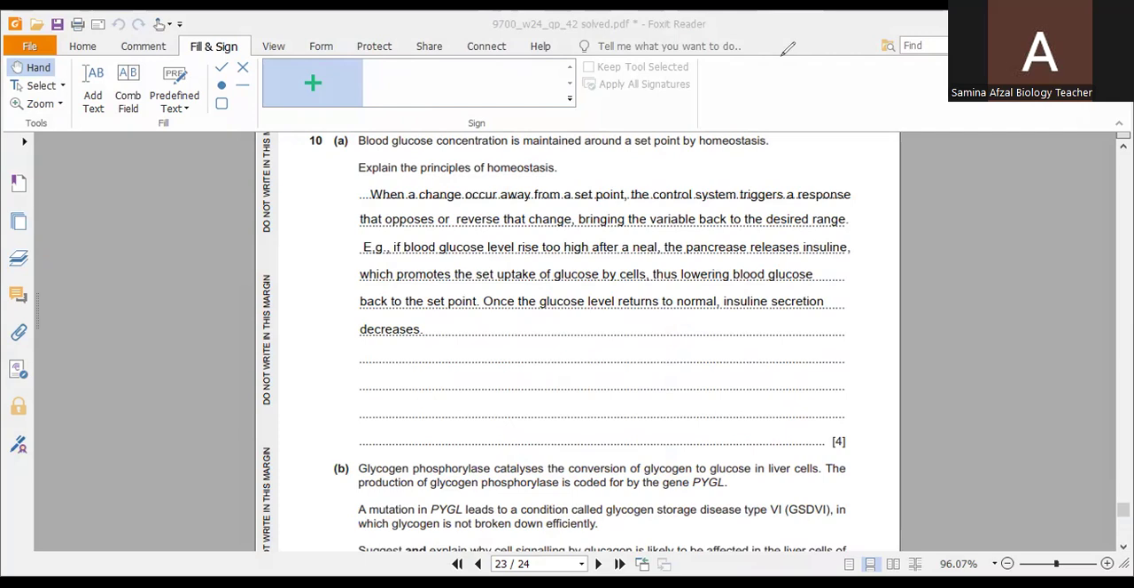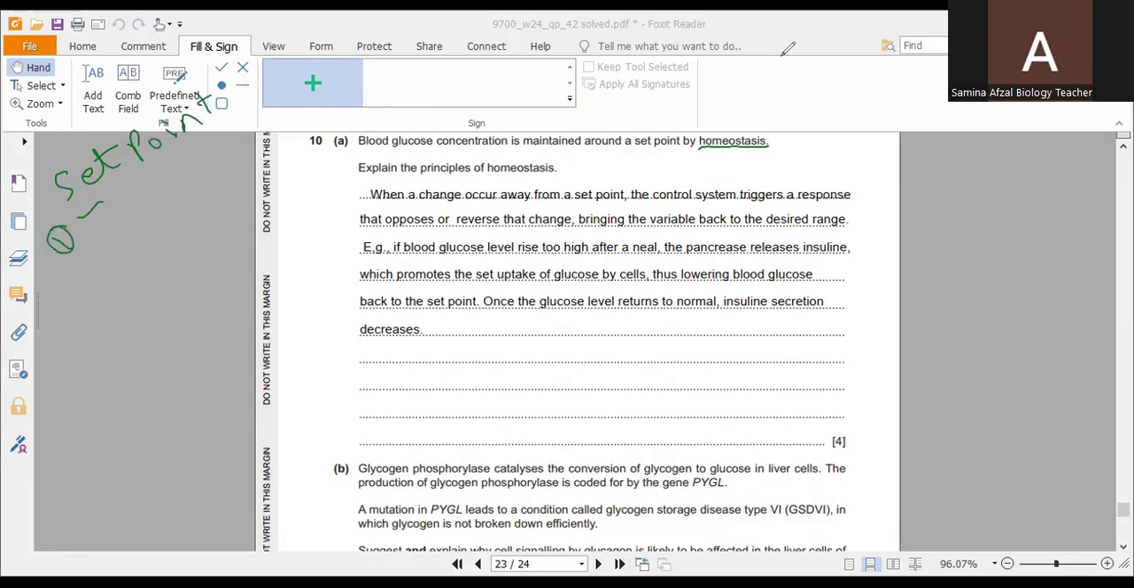Before going into detail, I think we should discuss what homeostasis is and what a set point is. Homeostasis is a process by which living organisms are able to maintain a stable internal environment despite the changes in the external surroundings. During this process, the body has a set point for different variables. For example, these variables can have a set point.